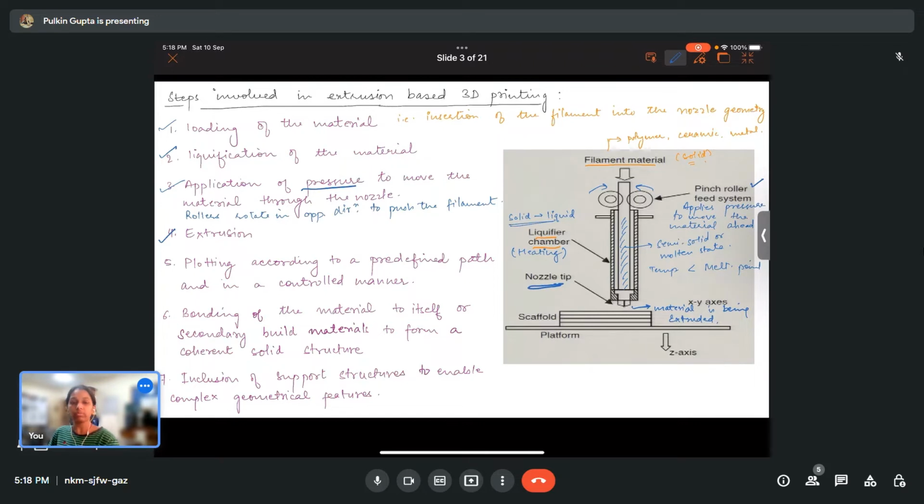Okay, so here your material has been extruded. Now where to extrude this material is a very important question. Okay, you cannot just randomly extrude it anywhere and everywhere on your substrate or the platform. You need predefined paths and actual positions where you can deposit this. So how are these paths defined? These are predefined paths and they are defined as per your CAD model.